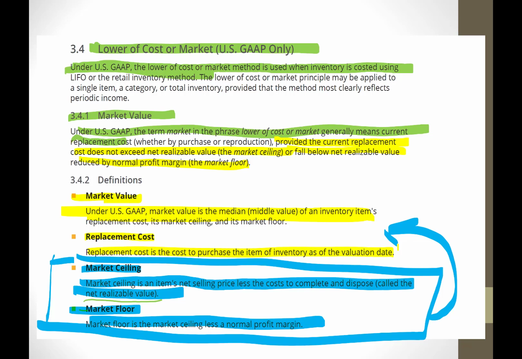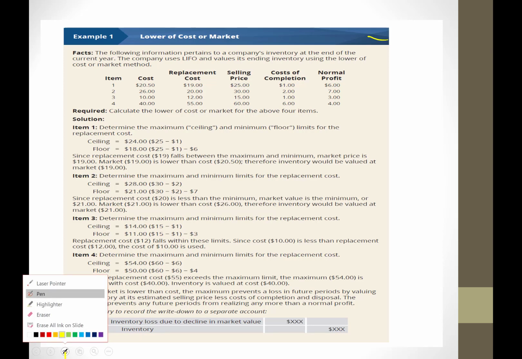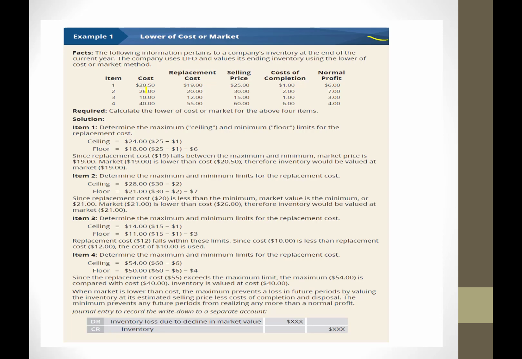All right, so you come over and you look at this example. Okay, I'm not going to go through every single one of these. We'll go through one or two of these and you're going to see that this is pretty easy. Okay, even though it sounds horribly complicated, it's really easy. So let's just go ahead and take a look at this example. And we have this item that has a cost of $20.50, okay?